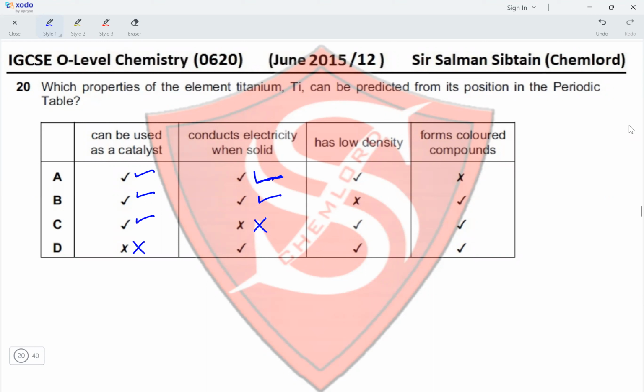Has a low density? No, it is not a metal which has a low density. That means it is not a group 1 metal. So it will not have a low density. This eliminates option A and it forms colored compounds, making option B the correct option for this question.